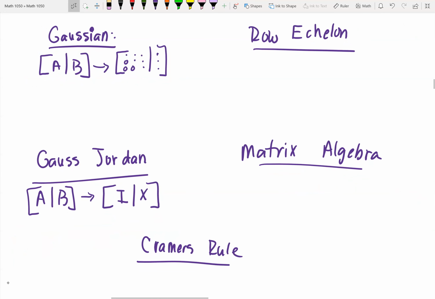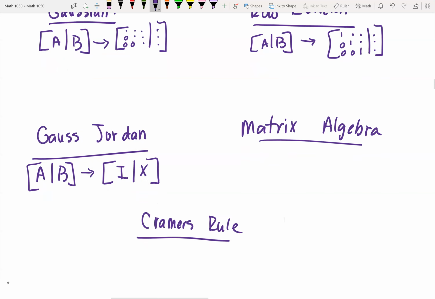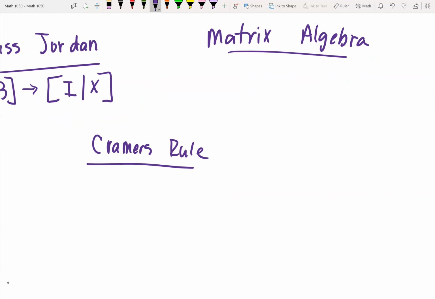Now, row echelon is just like Gaussian or Gauss-Jordan. Which one is it? It's just like Gaussian. So it's A over here, B over here, and you've got your zeros. What's the difference between Gaussian and row echelon? You need the ones. And then all those dots are just numbers, and you have to do back substitution. We've learned all that so far. Today you're going to learn matrix algebra and Cramer's rule.